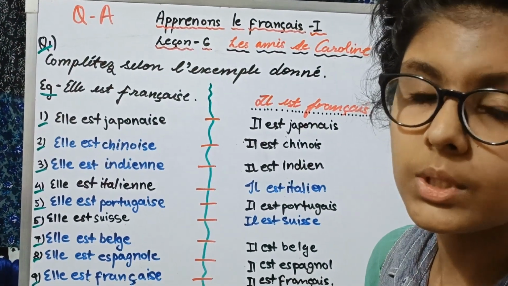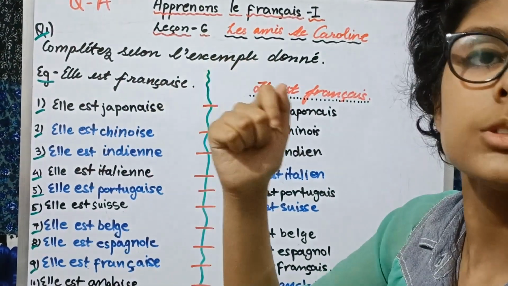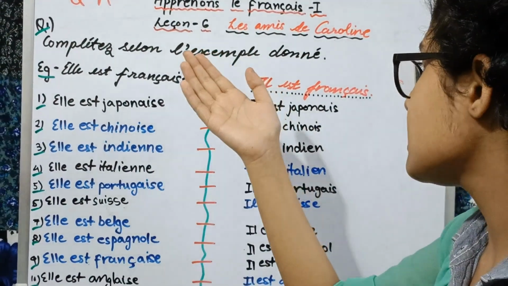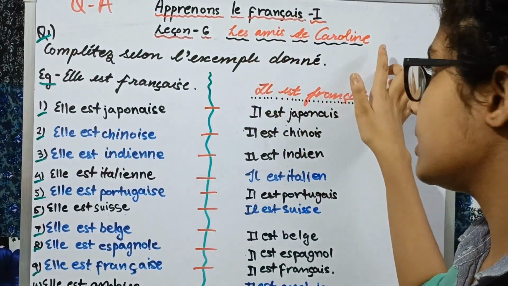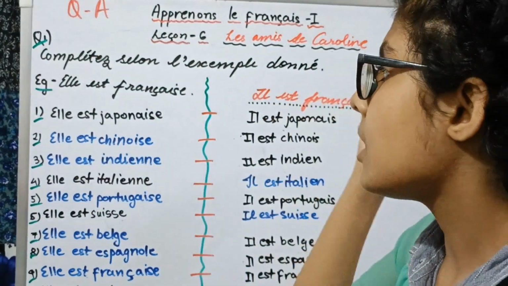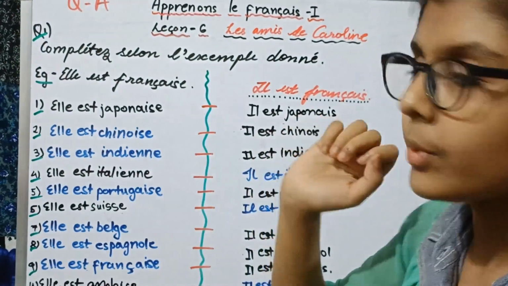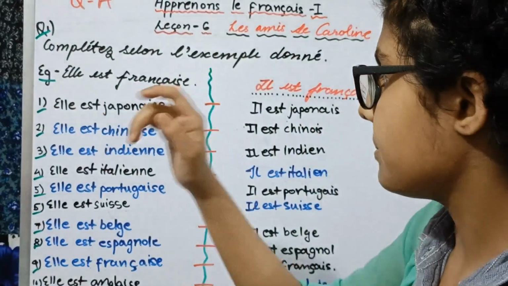And what are we going to do today? As you all remember, we have completed the reading part and also the master key of lesson number 6, that is Les Amis de Caroline. It means the friends of Caroline. So what is left are our beloved Q&A, the questions and answers. So without any waiting, let's start then.